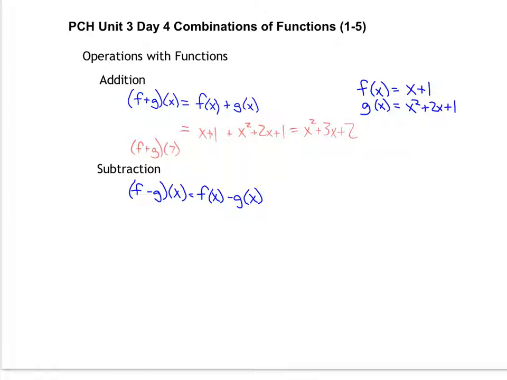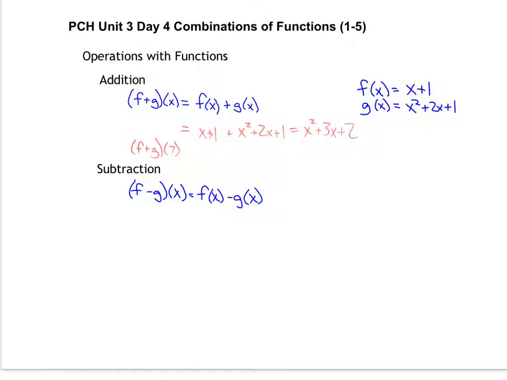Where'd you get x plus 1 plus x squared plus 2x plus 1? This is our f of x, that's the x plus 1. And then here's our g of x. So f of x plus g of x.